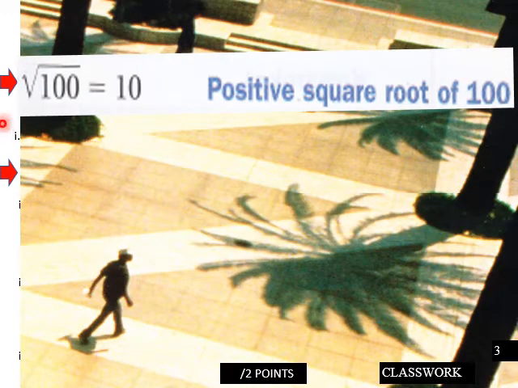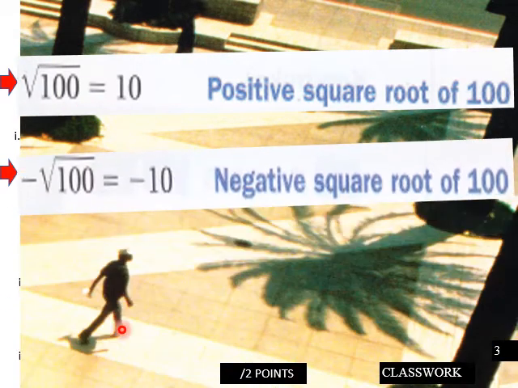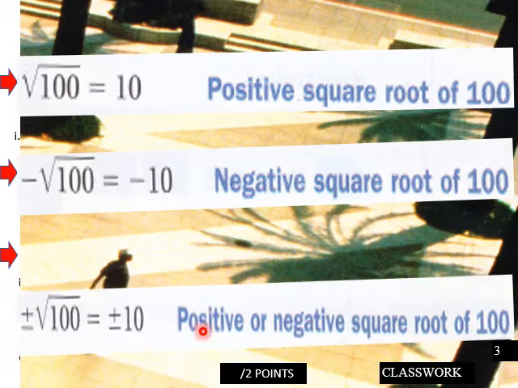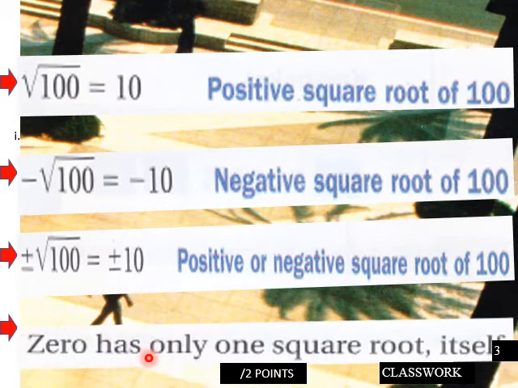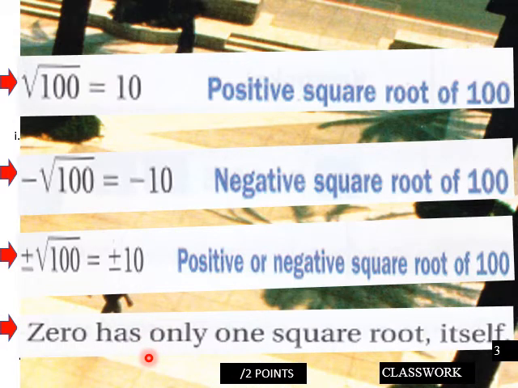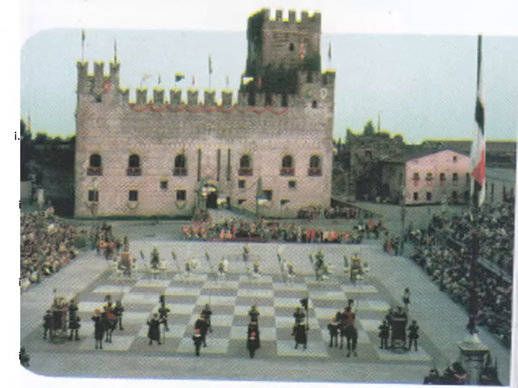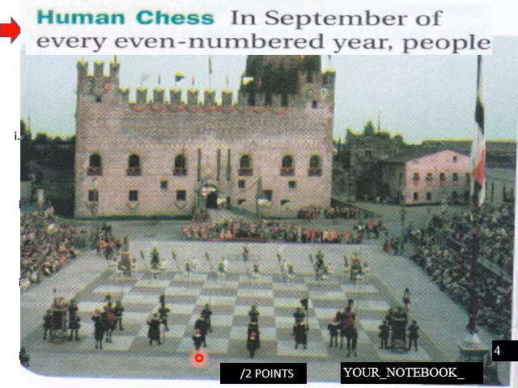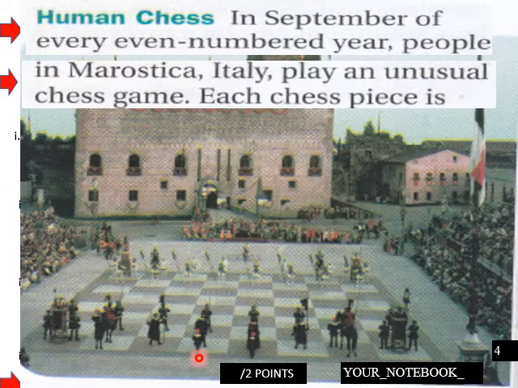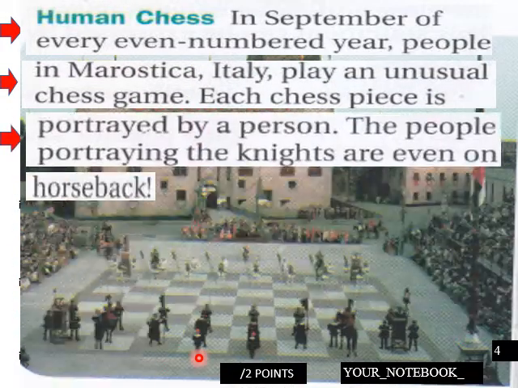Here's an example here, square root of 100. So the negative of the square root of 100. And then we get our plus and minus here. Then it goes into the square root of 0. The notebook slide here is a good notebook-taking slide.